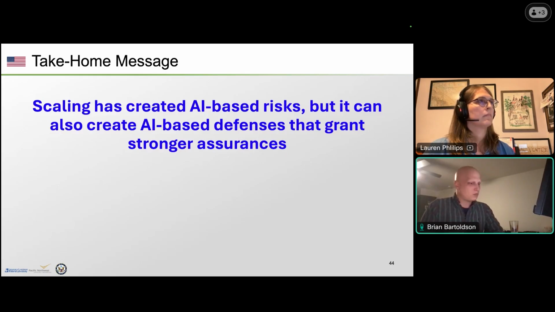And so what we want to do is say, okay, yes, these reasoning models are much more capable, and spending a lot of compute makes things much more capable. Why don't we use that capability as a source of defense? That's the theme: leveraging the scaling in an efficient manner for stronger assurances in these very high risk scenarios where we can't afford to make mistakes.